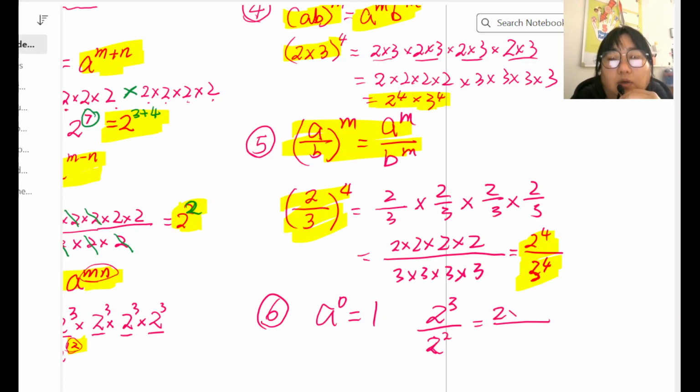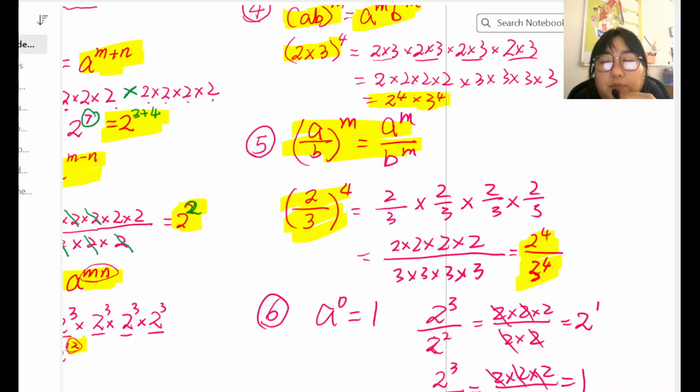So that means the top is 3 lots of 2 times each other. Bottom is 2 lots of 2. Then you cancel a pair of them. So I got 2 to the power of 1. In the same situation, 2 to the power 3 over 2 to the power 3. So that means you have 3 lots of 2 on the top, 3 lots of 2 at the denominator, and you cancel that, you will get 1. But before we get to the 1, you also have to remember 2 to the power 3.